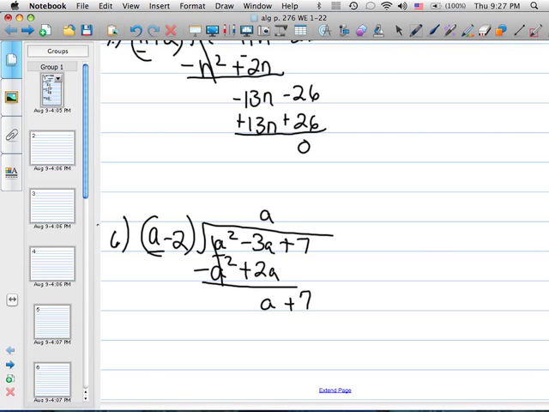To get a to be a, we need to multiply by a positive 1. Multiply, we get a minus 2. Subtract, and we get a remainder of 9. Oops, I made a mistake here, so let's go back here and fix this.